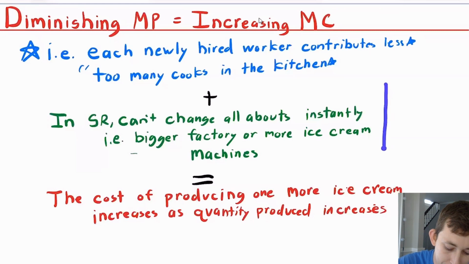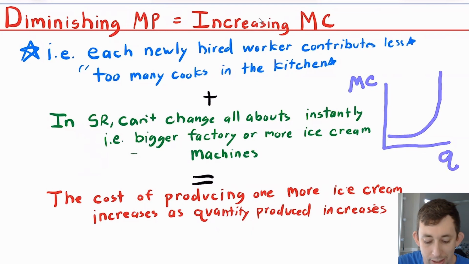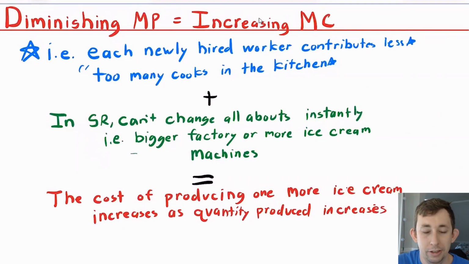So what's going to happen is if I draw a line like this, and I say that this is the marginal cost, and this is the amount of ice cream cones that Bill wants to make, it's going to look something like this, where as Bill makes more and more ice cream, marginal cost, or the cost to make an extra ice cream cone, is just going to go through the roof. And I'll show that graph again in a minute.